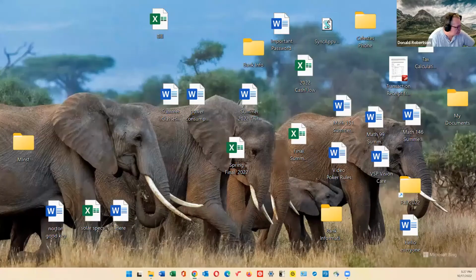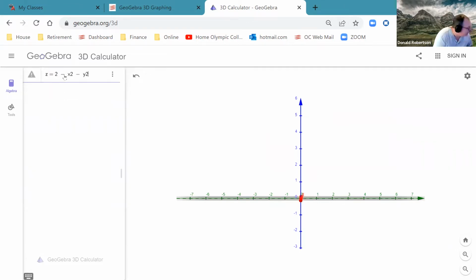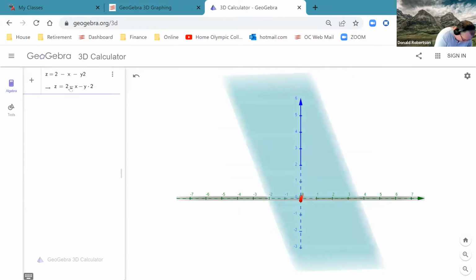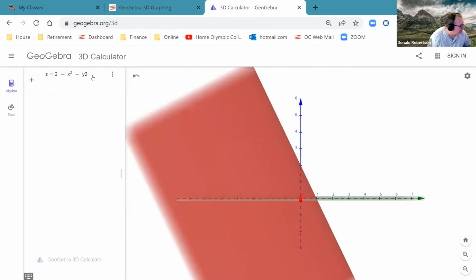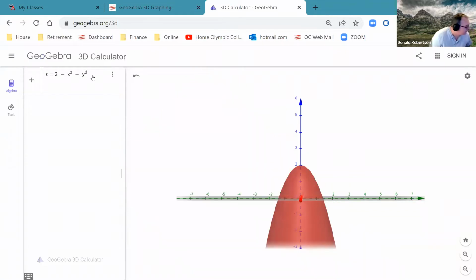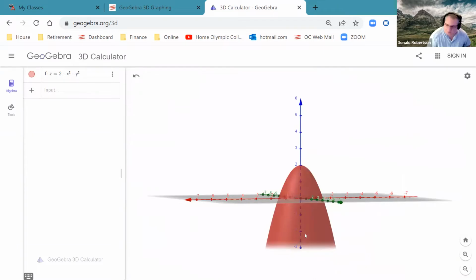You would go and do a GeoGebra on it. So where are you, GeoGebra? Here we are. Delete and delete. And I'll do z equals, and I'll paste it. Of course, I have to tweak it a little bit because it doesn't remember the x squareds and the y squareds. And there you go. Can you see that shape?